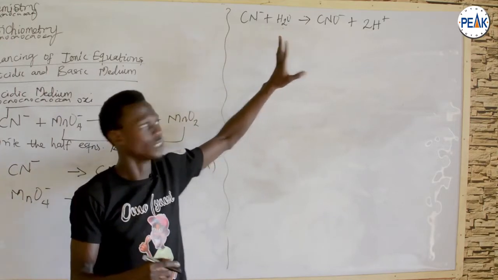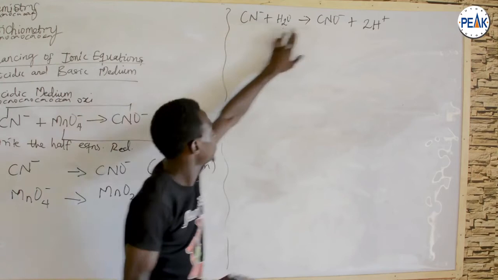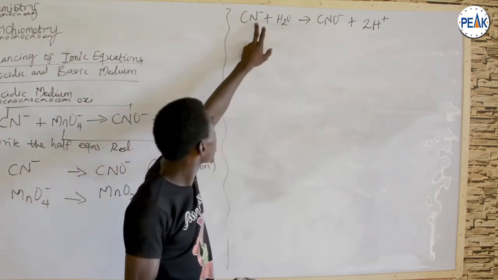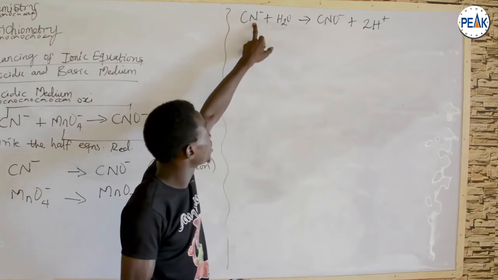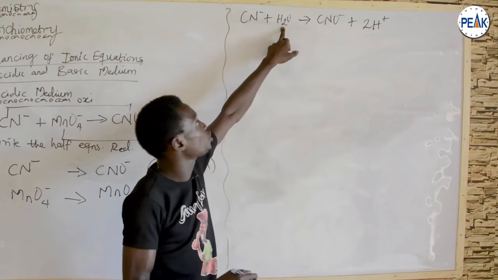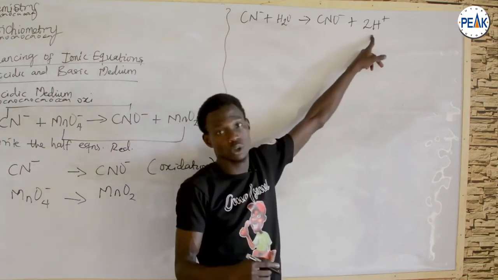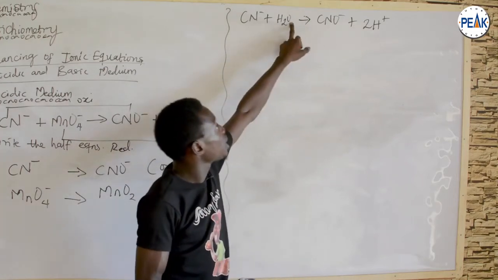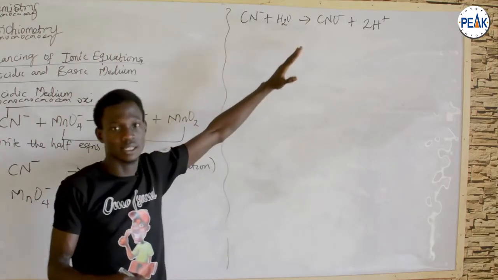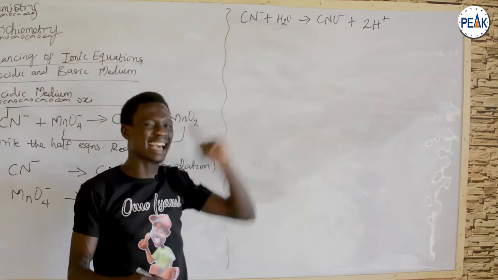That's balancing the charge. Now, with this, I have 1 carbon on the reactant side, 1 carbon on the product side, 1 nitrogen on the reactant side, 1 nitrogen on the product side, 2 hydrogen on the reactant side, 2 hydrogen on the product side, 1 oxygen on the reactant side, and 1 oxygen on the product side. So atomically, this equation is balanced, but that does not mean it is balanced ionically.